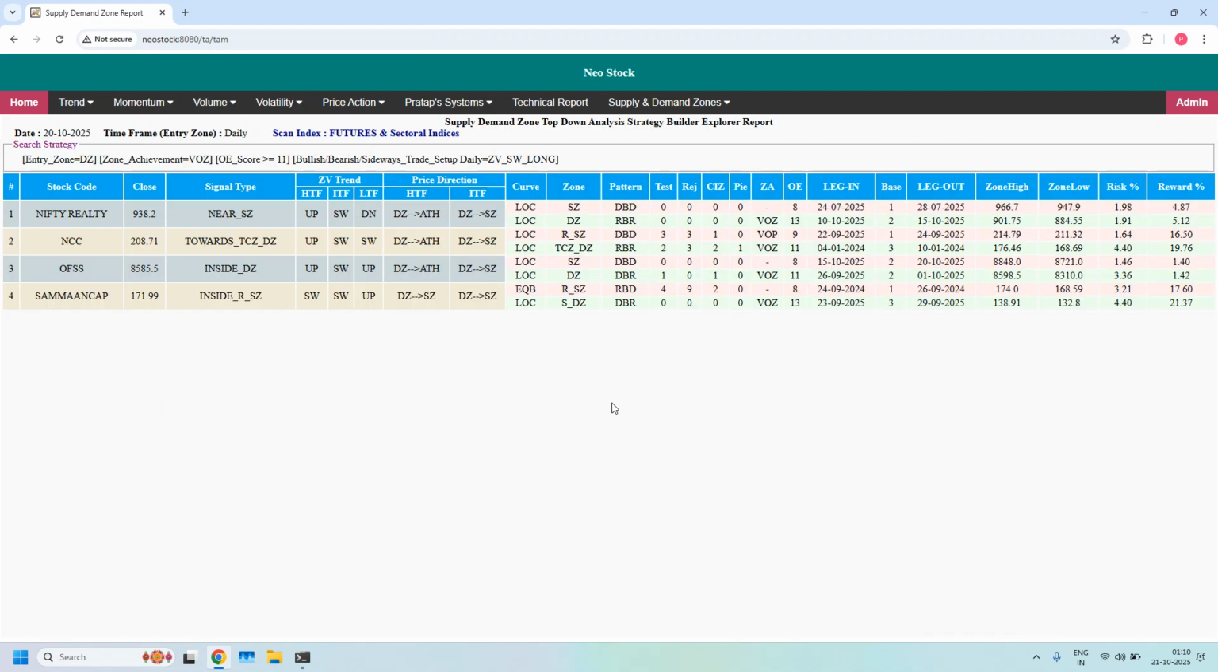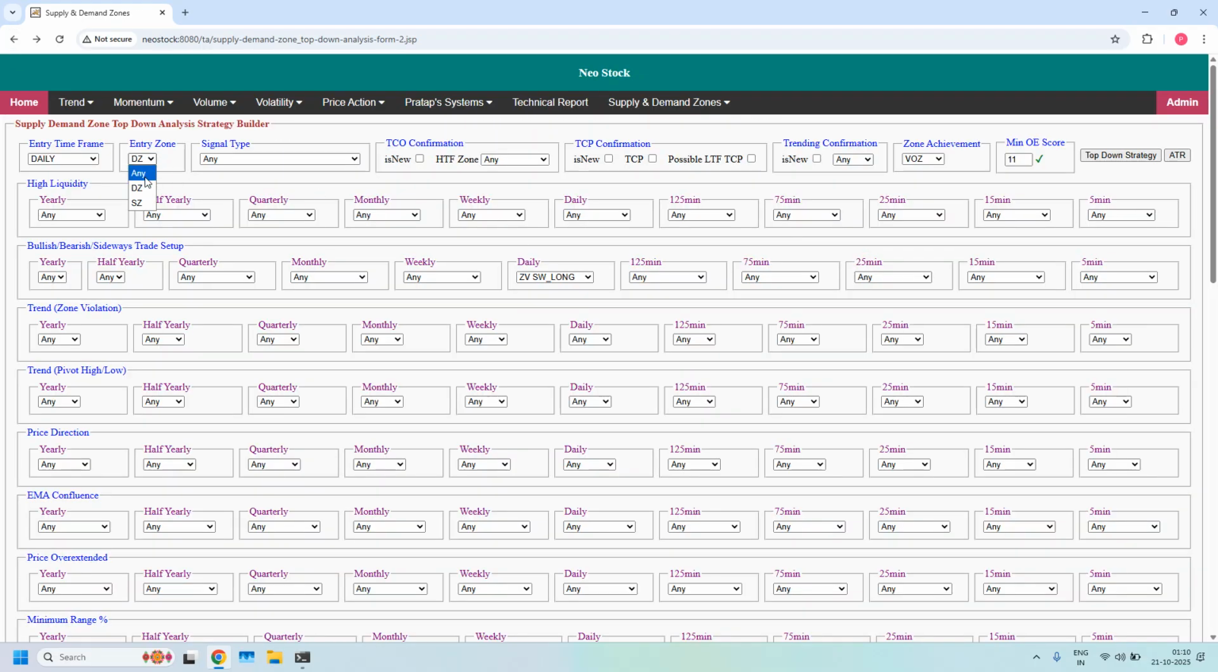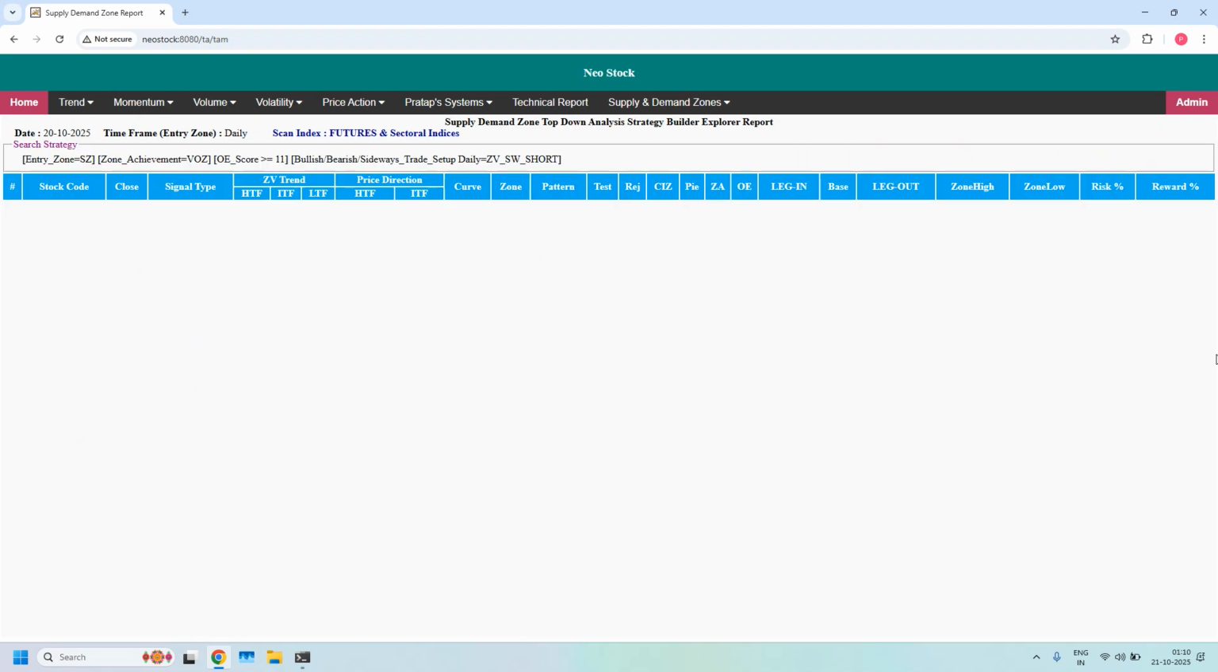We got 4 stocks. Ignore the second one, it is a pierced zone. You can use only pierced zone strategy. Remaining 3, all these daily demand zones, you can plan trades only if lesson 30.3 video checklist items are satisfied. Next, sideways short trade setup, changes are daily supply zone, sideways short, no stocks.